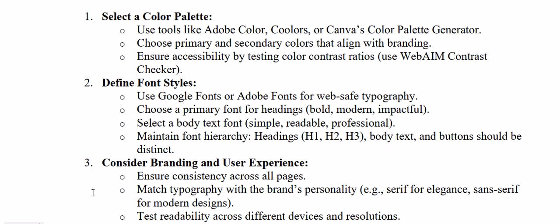Number one step to follow when you're choosing your color, select a color palette. Use tools like Adobe Color, Coolors, Canva, and many others to check out color coding. Choose primary and secondary colors to align with the branding. If the branding itself is blue, you need to pick blue. If the branding itself is red, you need to pick red to correspond with what the company is using. Ensure accessibility by testing color contrast ratios.